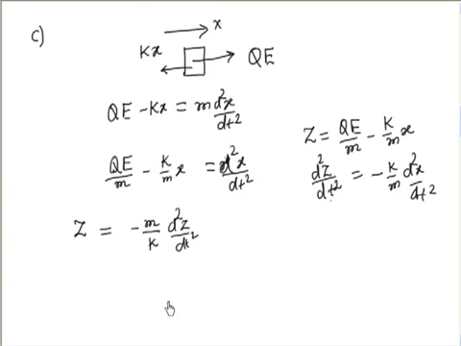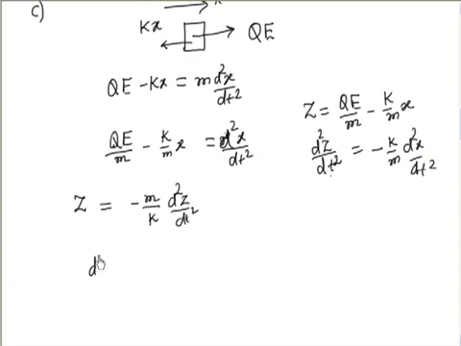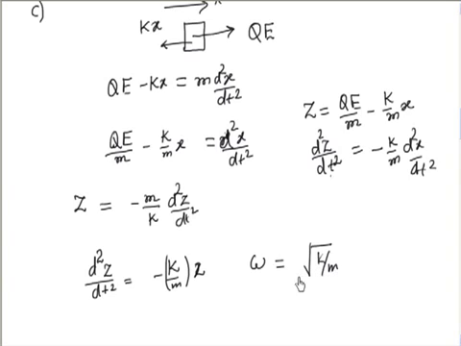Getting? In the next line I can write the same thing, something like this. So this is d2z by dt square is equal to minus k by m into z. Are you getting or not? So the time period, so omega is what? Omega is basically under root k by m. So the time period is the same.